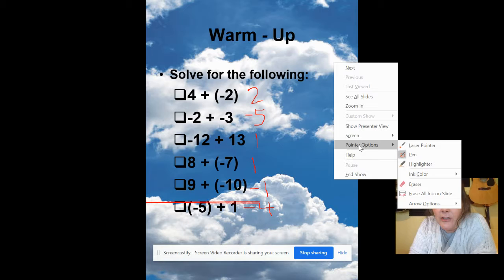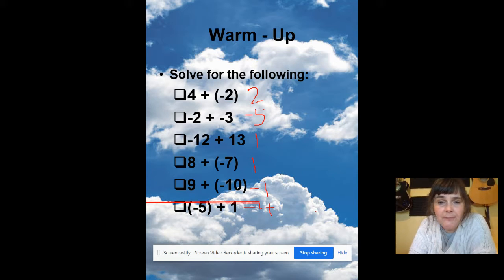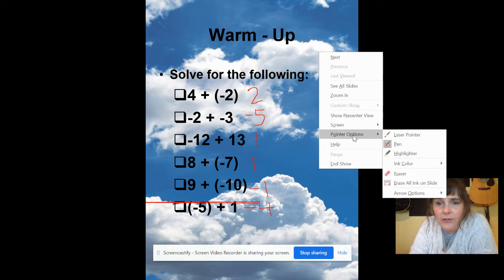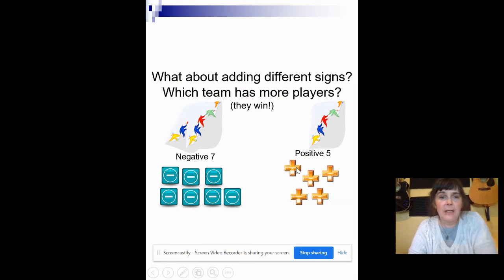Okay, so let's go back. Okay, another way that we've looked at this is things canceling out. So if you're adding a negative with a positive, so for instance, -7, if we're adding that to +5, we're going to match them up as much as we can, and then whatever's left over is the answer.